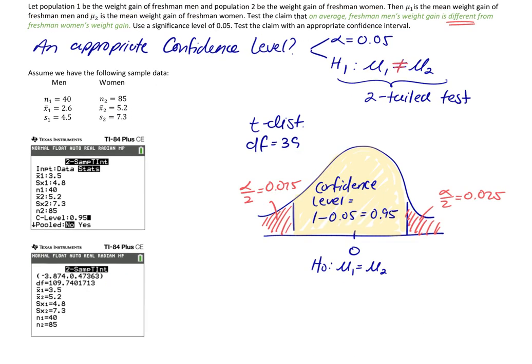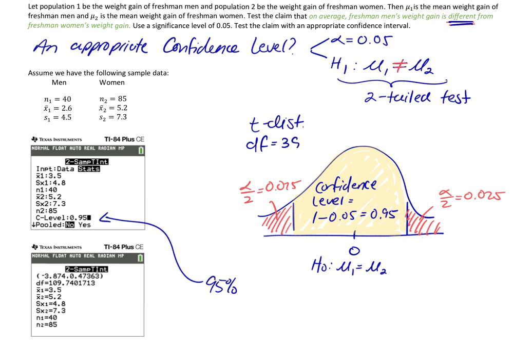So in the last example, we talked about how we decide what is an appropriate confidence level to know what type of confidence interval we're going to build to test the claim. Right here, we're looking at the same exact claim. We want to test the claim that, on average, freshman men's weight gain is simply different from freshman women's weight gain. So again, two-tailed test, meaning that we're going to split alpha equally on both sides of the tail, leading us to a confidence level of 0.95. So we would build a 95% confidence interval, which is what I put in for our confidence level for the two sample t interval in the calculator.